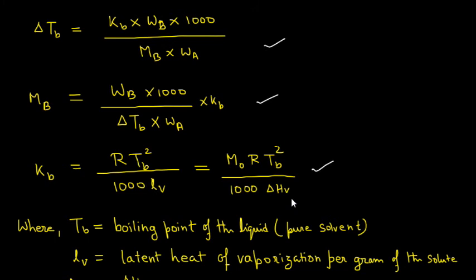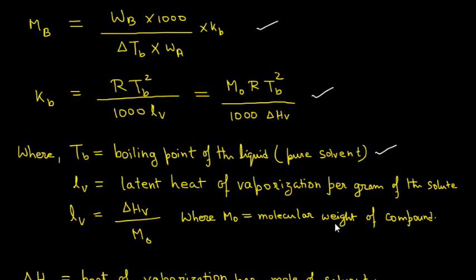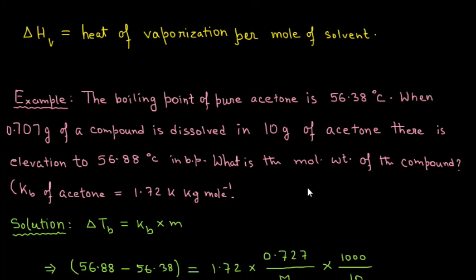Now Kb is equal to R Tb square upon 1000 Lb, which is equal to M0 R Tb square upon 1000 delta H vaporization, where Tb is equal to the boiling point of the pure solvent, and Lb is equal to latent heat of vaporization per gram. Lv is equal to delta H v upon M0, where M0 is equal to molecular weight of the compound. So delta H is equal to heat of vaporization per mole of solvent.